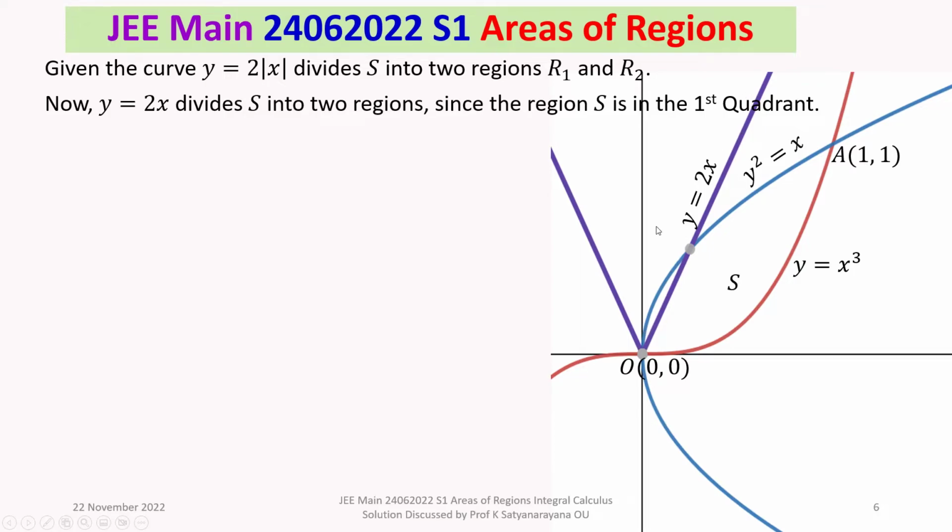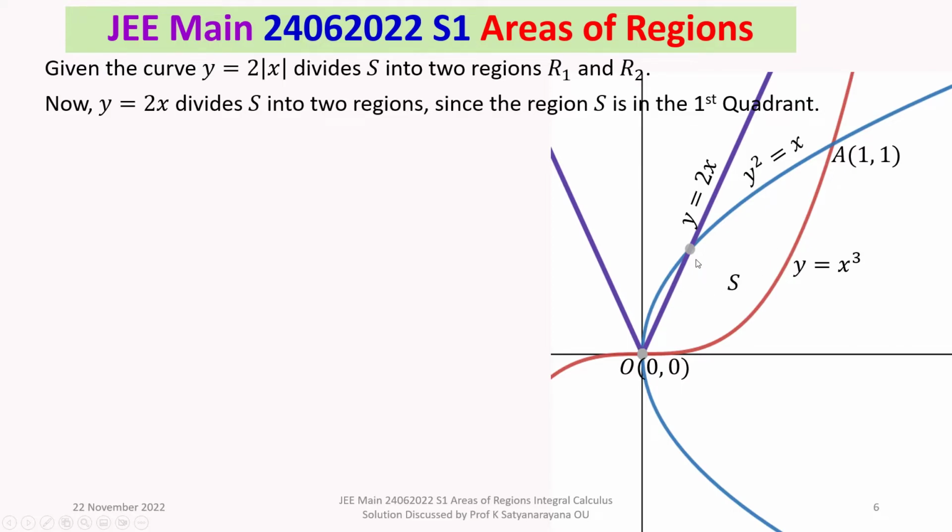So now, this line y = 2x, is it going to intersect y = x³ or y² = x? That's the question. Now suppose you take the straight line connecting the origin 0 and A, and that will be y = x, which divides S into equal parts.